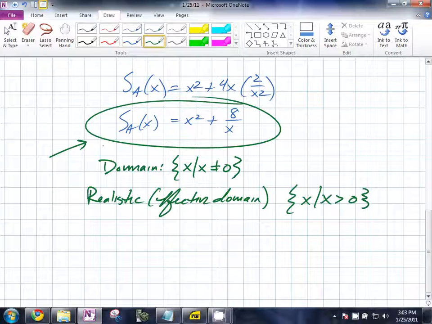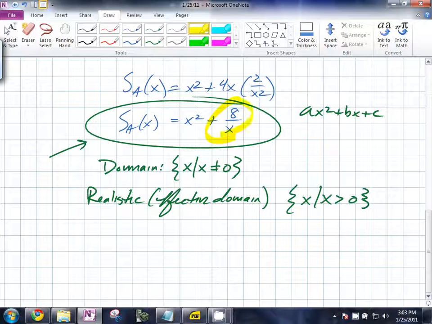Let's look at it in the form. That's exactly it. If it's this form, it's a quadratic. Is that in that form? No. This term messes it all up. Even if it was a quadratic, you could find the vertex, and that would be the minimum.